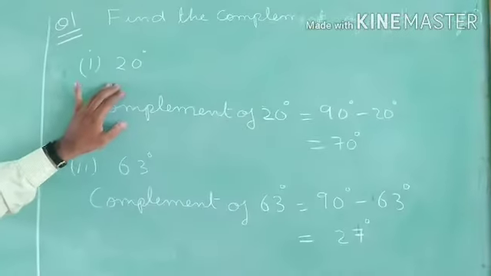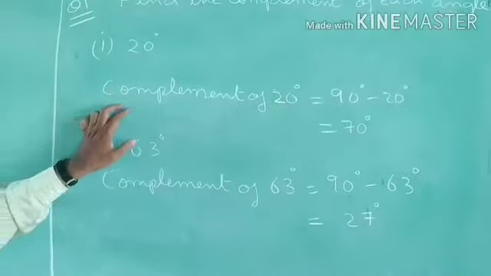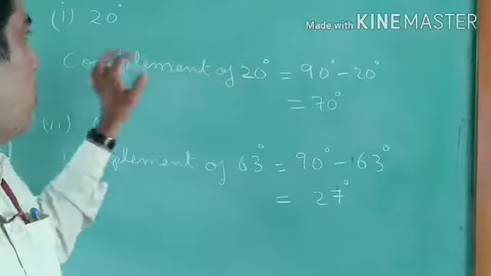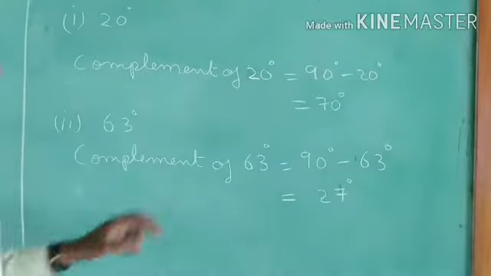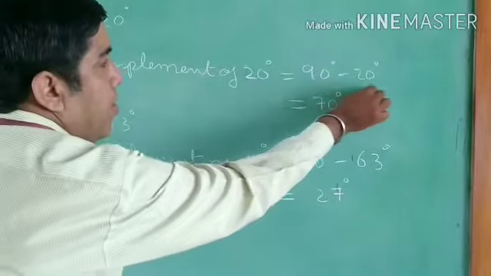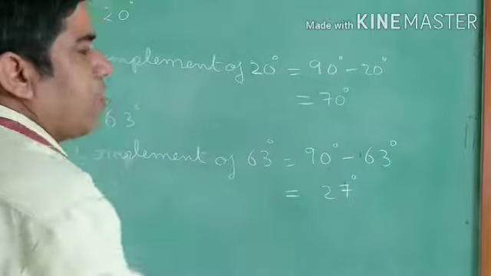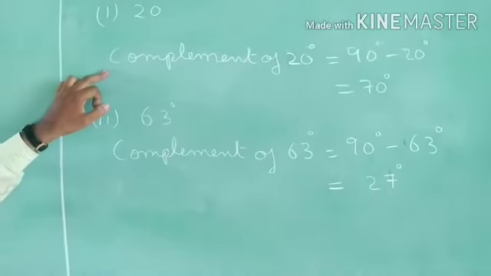Now find the complement of 20 degree. So 20 degree complement means complement of 20 degree. You cannot write directly equal to here. 20 cannot be equal to 90 minus 20. So you write the statement here: complement of 20 degree is equal to 90 minus 20, and the answer is 70 degree. Right here. Please write this statement compulsory.